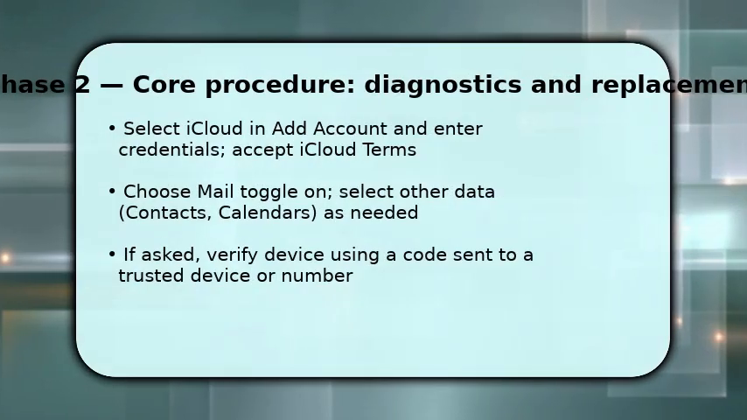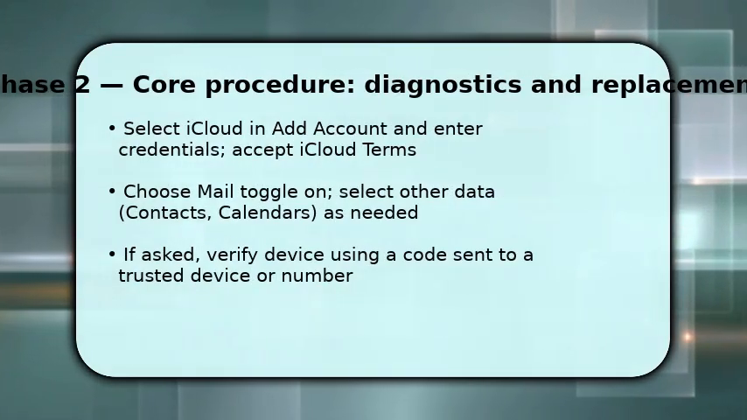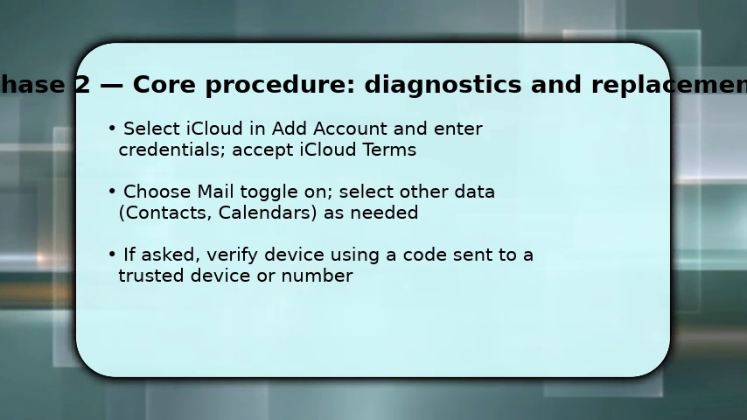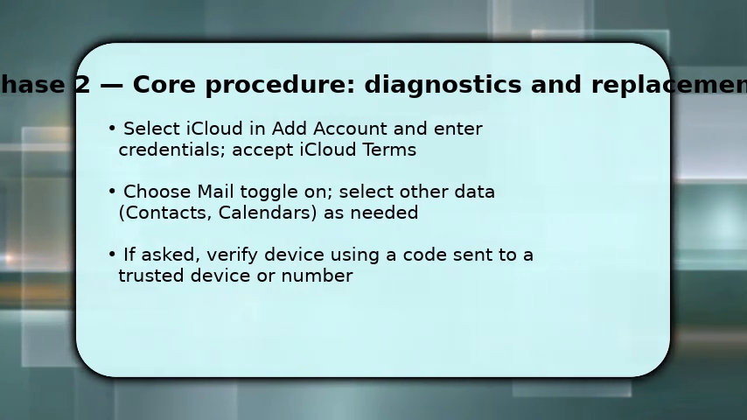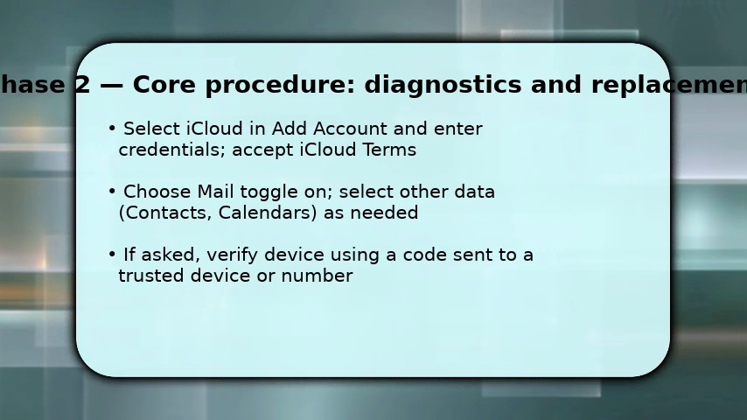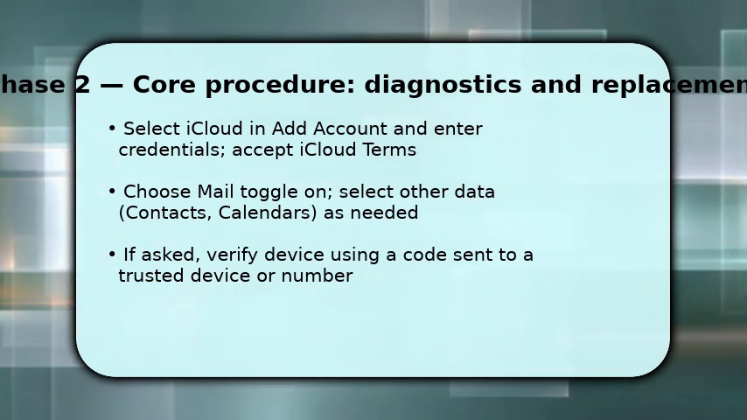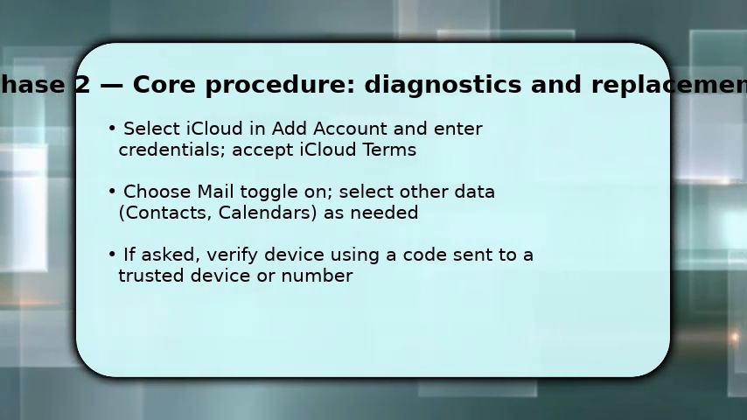Once you select iCloud in the Add Account flow, enter your Apple ID and password and accept the iCloud terms. This securely links Mail to iCloud. Make sure the Mail toggle is turned on. Also enable contacts or calendars if you want them synced.